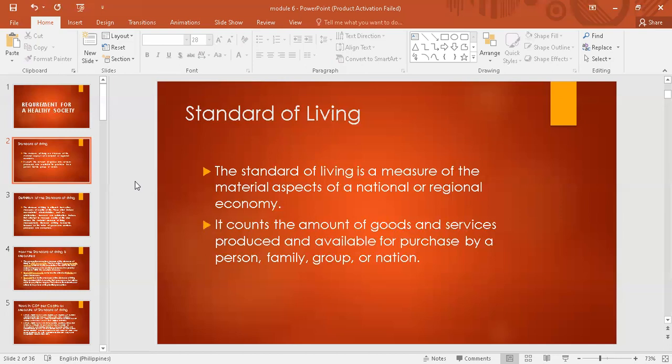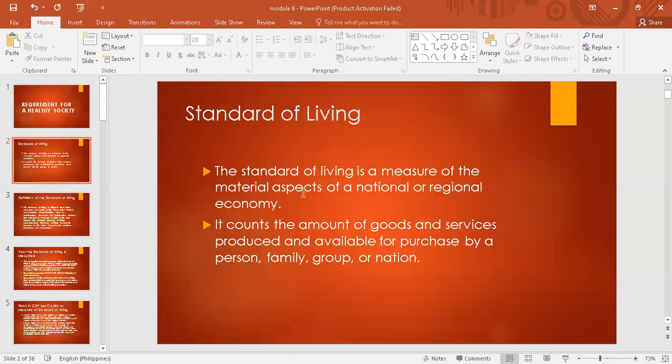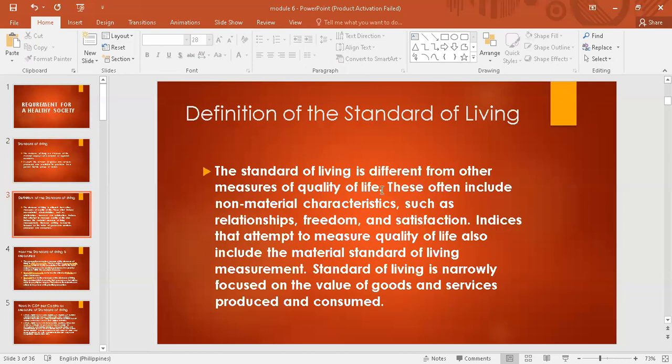Now, dapat lahat ng pangangailangan ng person, family, group, or nation ay available sa market. If that is not available, meron tayong imbalance na society, or hindi masabi natin na pasok siya sa healthy na society. Now, the definition of standard of living, although na-mention na natin, it is the measure of material aspects of national or regional economy. Dito mas specific, ang standard of living is being defined here.